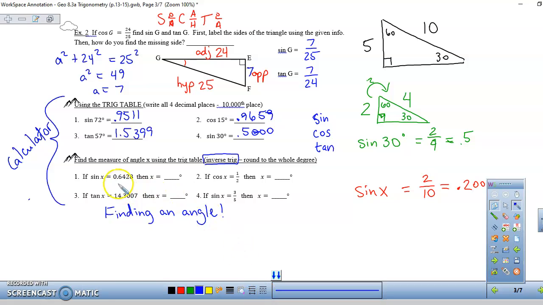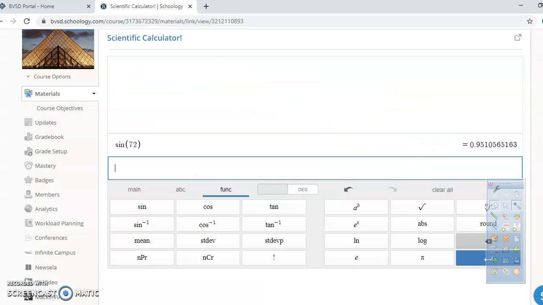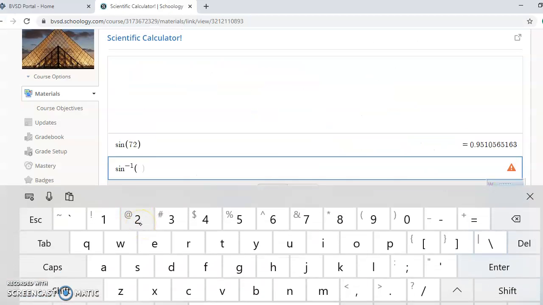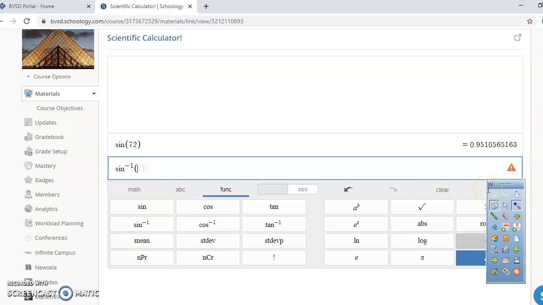So first question here, I'm doing sine of x equals 0.6428. You'll notice I can't plug in sine of x into the calculator. That doesn't make sense. That's also a big hint on when you use inverse sine. So I'm going to do inverse sine and then plug in the ratio, 0.6428, and hit enter. You'll notice you get 40 point something.